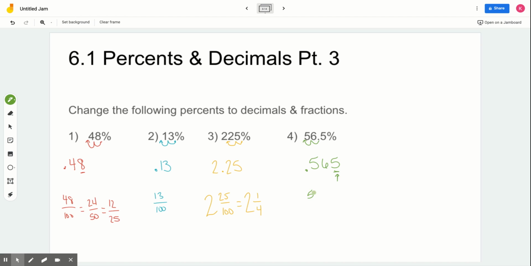So this would be 565 thousandths. Since we know that they both end in 5 and 0, we can divide by 5. 1,000 divided by 5 is 200, and 565 divided by 5 is 113. This will be our final answer.